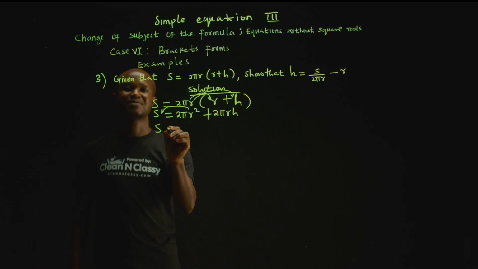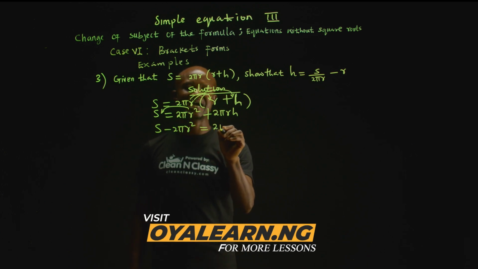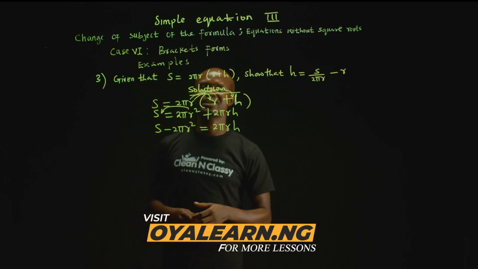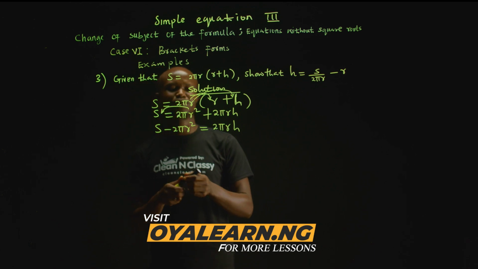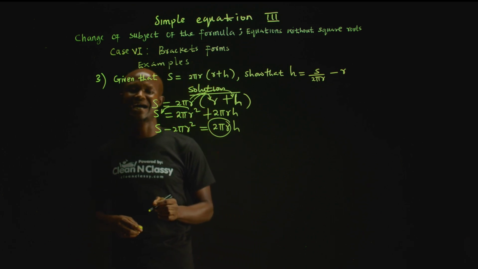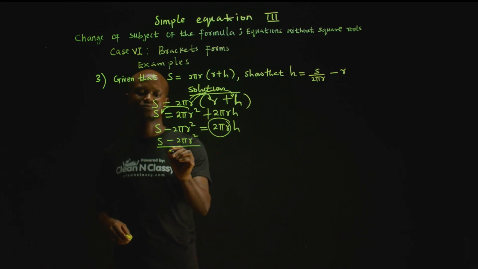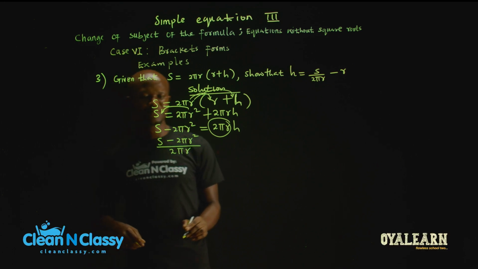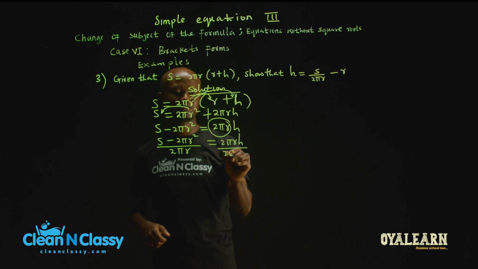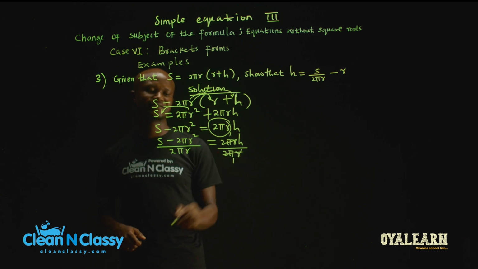So we have S minus 2 pi r squared equals what? 2 pi r h. So from here, for us to make h the subject, we need to divide both sides by the coefficient of h. What is the coefficient of h here? 2 pi r. Dividing both sides by 2 pi r, we have 2 pi r h divided by 2 pi r.